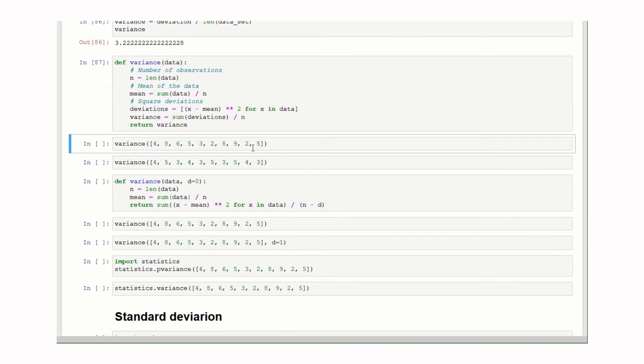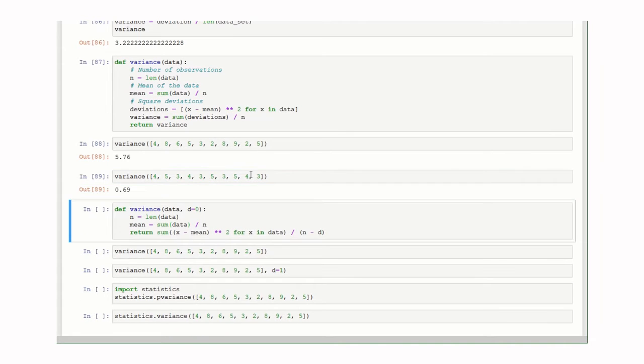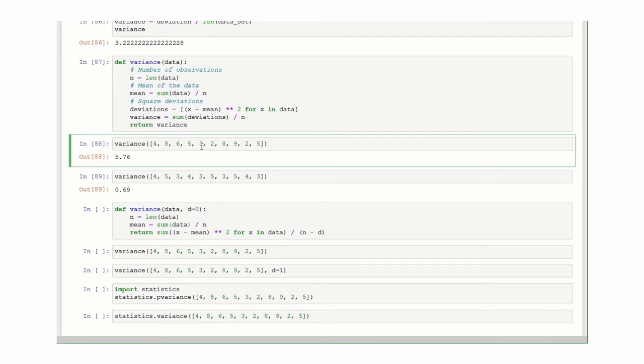Let's pass this dataset to calculate the variance. And also let's pass this dataset to calculate the variance. Here if you observe, the variance in the second dataset is small. Why? Because here the elements are not too far away from their mean, whereas here they are too far away from their mean.